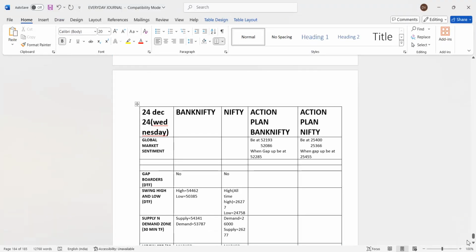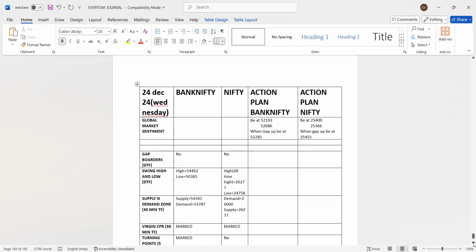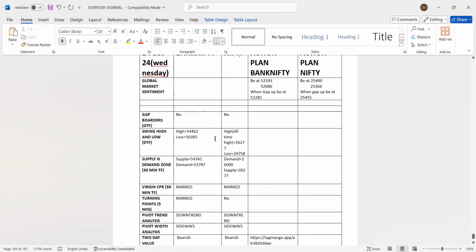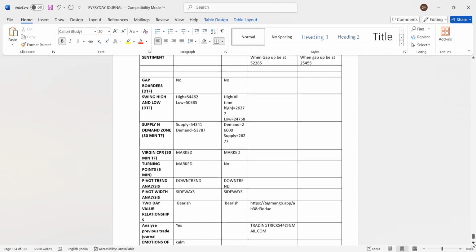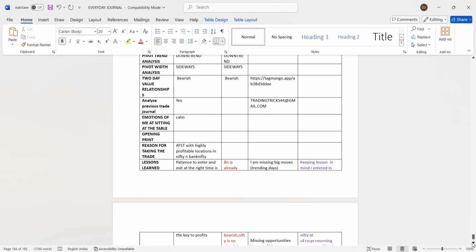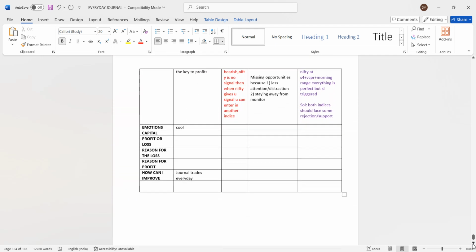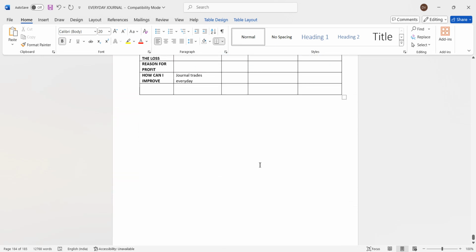This is the pre-market and post-market journal where I mark these important highs and lows, supply demand zones, virgin CPRs, turning points, what is the trend, width, everything I will mark here. By the end of the day, I take the screenshot of the previous day and paste it here.